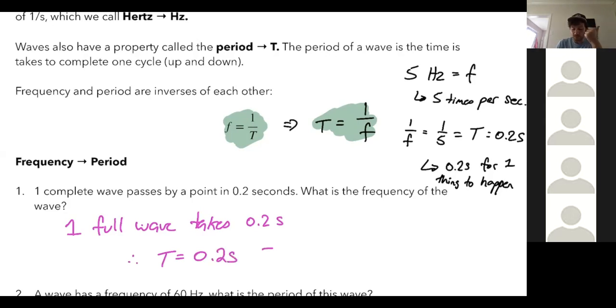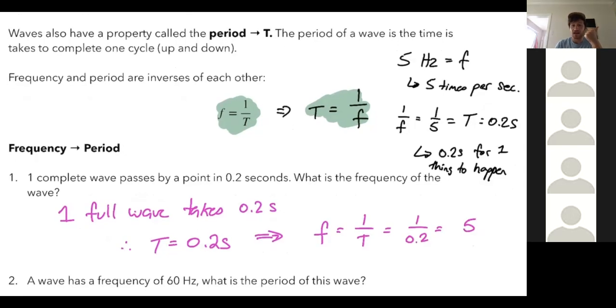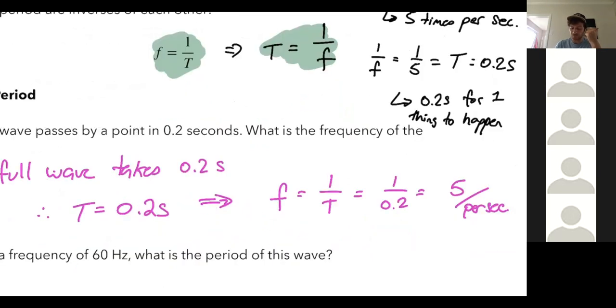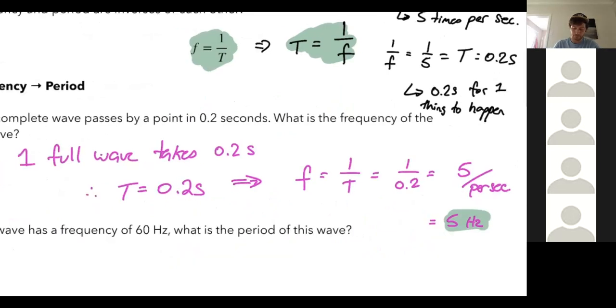And if the period is 0.2 seconds, that means the frequency is 1 over the period, 1 over 0.2, which is 5. If you want, you could do 5 per second, but that's really confusing. So we say 5 hertz. So it has a frequency of 5 hertz, okay?